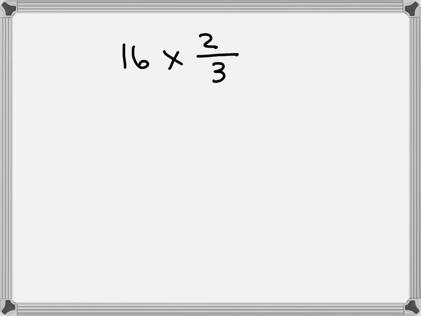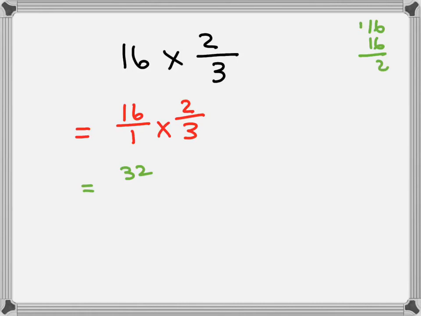We have 16. So how are we going to make 16 into a fraction? We put 16 over 1 times 2 over 3. Right. Now, 16 times 2 is 32. If you don't know that, you just go add 16 up twice over here. Okay, and that's 32. You make yourself a little scribble column. So 16 times 2 we said was 32.